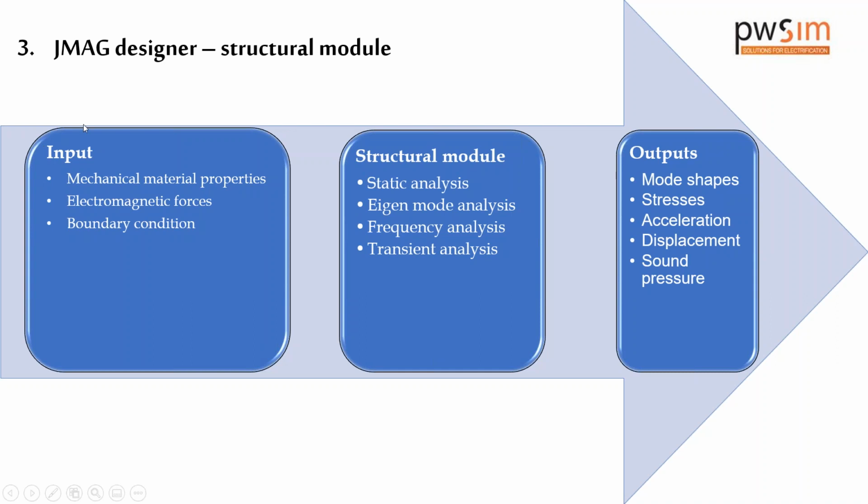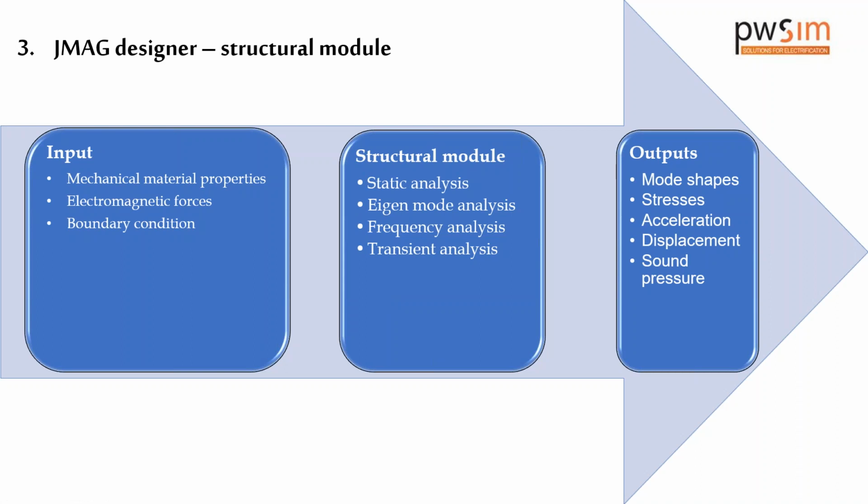If you see the input, the mechanical structural module will ask you for the electromagnetic forces. So you have to apply the magnetic forces that are available in the conditions. You can directly fix the forces that are getting applied on your motor model, as well as the mechanical material properties. You have to fix the material properties of that mechanical part, the friction, and whatever else comes in the mechanical section. In the structural analysis part you can do static analysis, eigenmode analysis, frequency analysis, and transient analysis. So everything is a mixture.